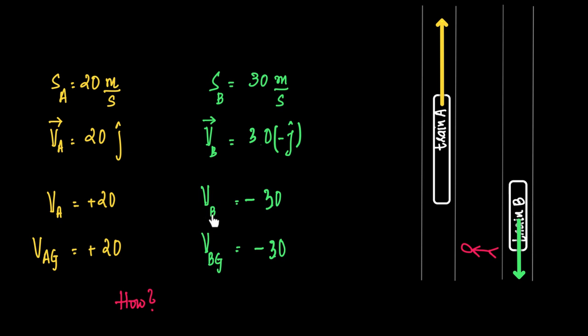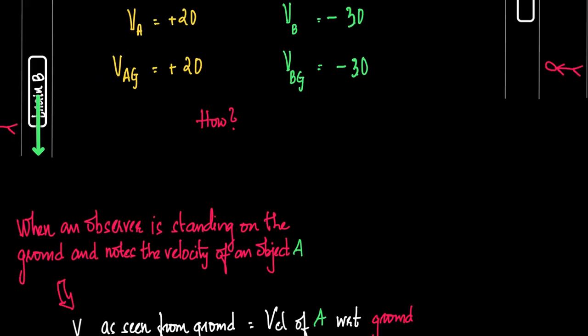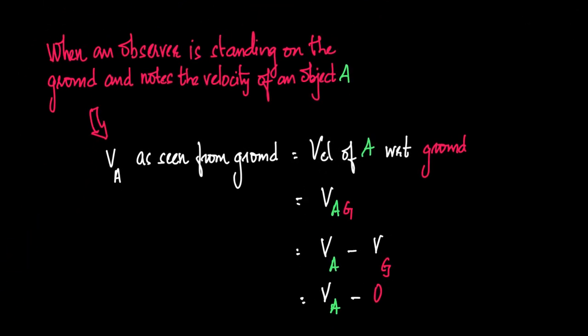So what is VB? VB is velocity of B, which is minus 30. VB represents the velocity of this train with respect to the observer. And since this observer is on the ground, VB is the velocity of train B with respect to ground, which is equal to minus 30. Now, how do we get this derivation, this understanding? Let's spend some time on that as well.